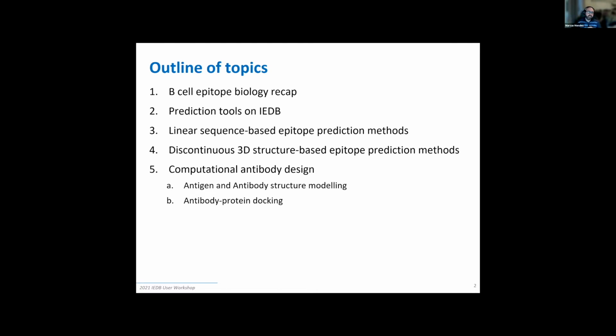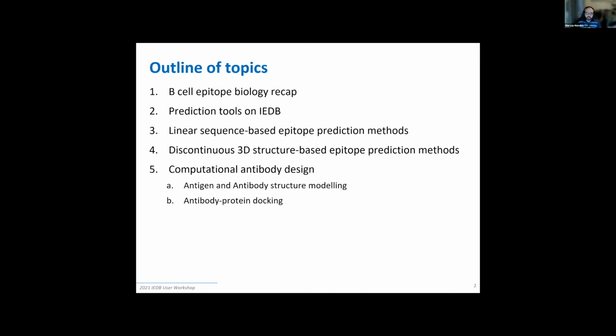I'm going to jump into the linear sequence-based epitope. After that, I'm going to talk about the discontinuous ones, discontinuous 3D epitope predictions. I don't have any topic specific for conditional antibody design, but I'm going to talk about them between those slides. I'm going to talk about docking, for example antibody-protein docking. Structural modeling, I'm also going to talk about, but I don't have a separate topic for that. I'm going to talk about it throughout my presentation.